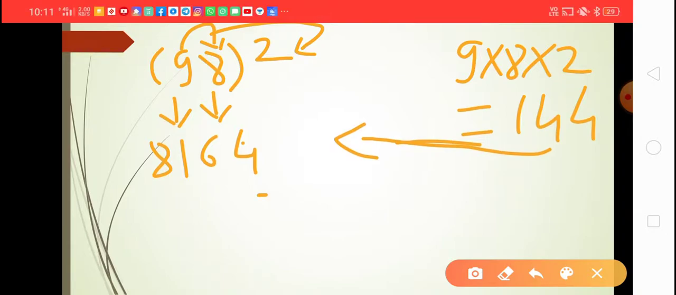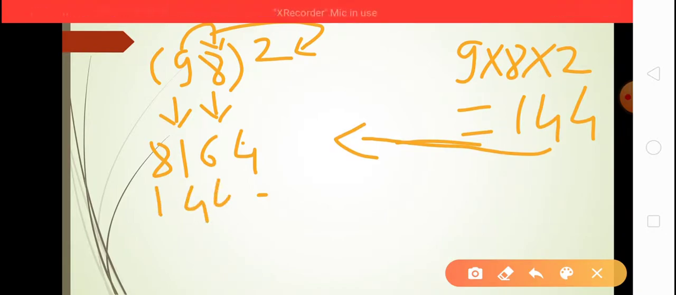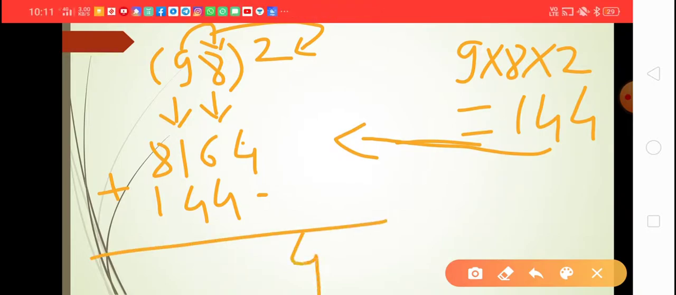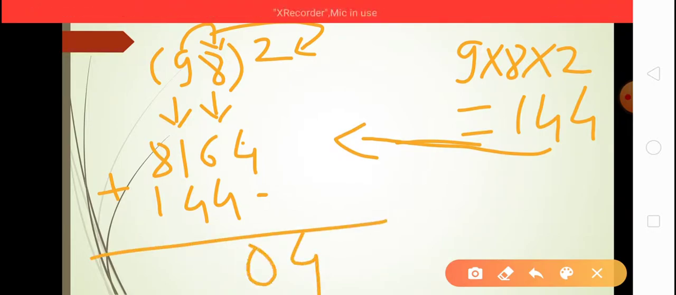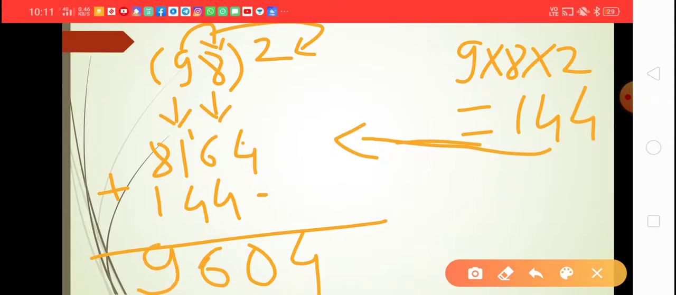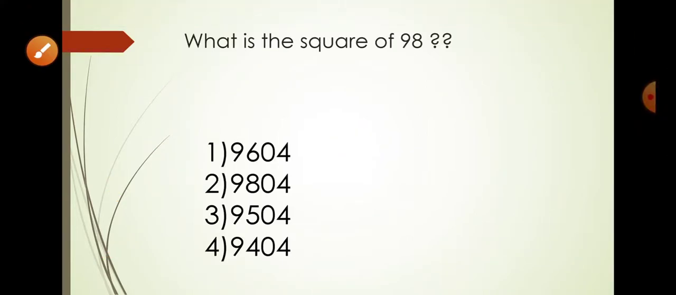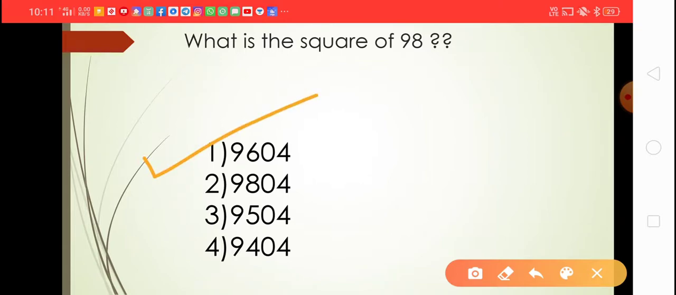So let's add it. 144. Simply we have to add it. This 4 becomes 4. 6 plus 4 becomes 10, carry 1. 4 plus 1 is 5, plus carry 1 is 6. And this 8 plus 1 is 9. So our answer is 9604. So the square of 98 is 9604. Option number 1 is correct.